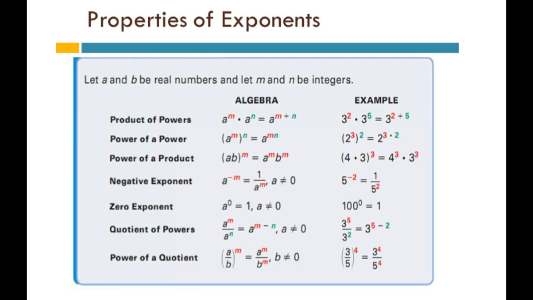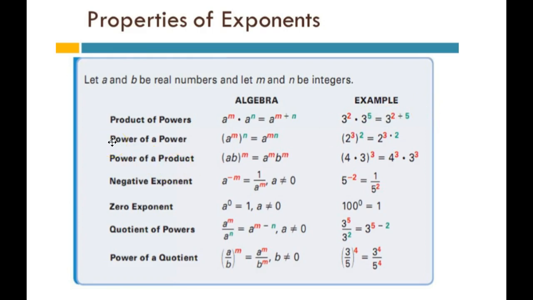For all of these examples, we're going to let a and b represent real numbers, and m and n represent integers. So the first property we have is the product of powers. If we are multiplying two quantities that have the same base, in this case a, then we can combine that into one by adding those exponents together. We can see an example to the right. If we have 3 squared times 3 to the 5th, our base of 3 is the same, so we add those two exponents together, which would simplify down to 3 to the 7th power.